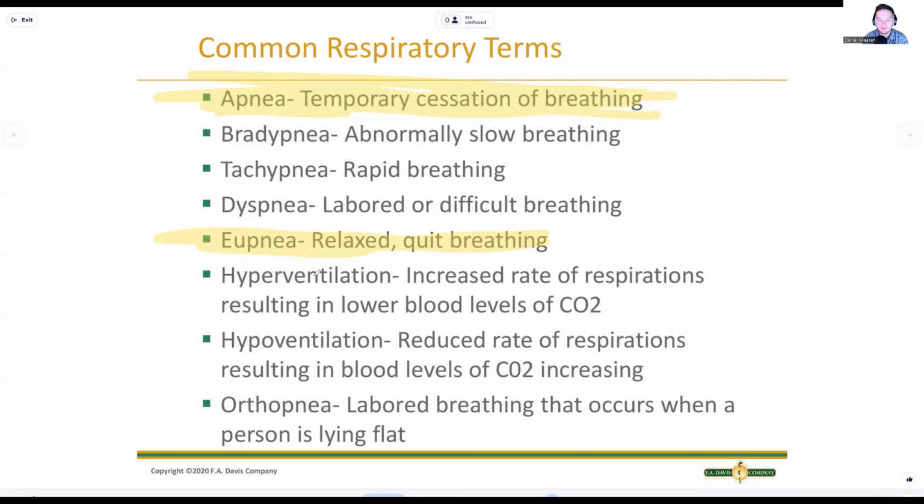So all of these are kind of need to know. It's hard to say these aren't need to know, but what's really on your test, I'm not going to test you on every one of these.